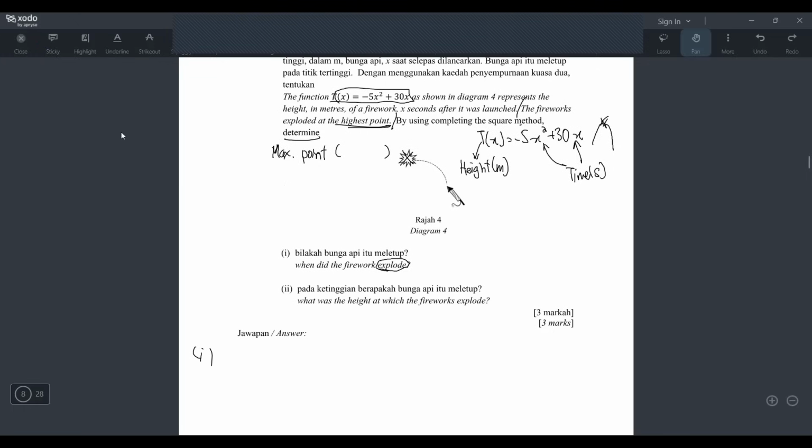But how to get the turning point? Okay, they already said by using completing the square method. Why do they have to say it like that? Because there are actually a few methods that you can use. Not only one way to find the maximum point, there are several ways.